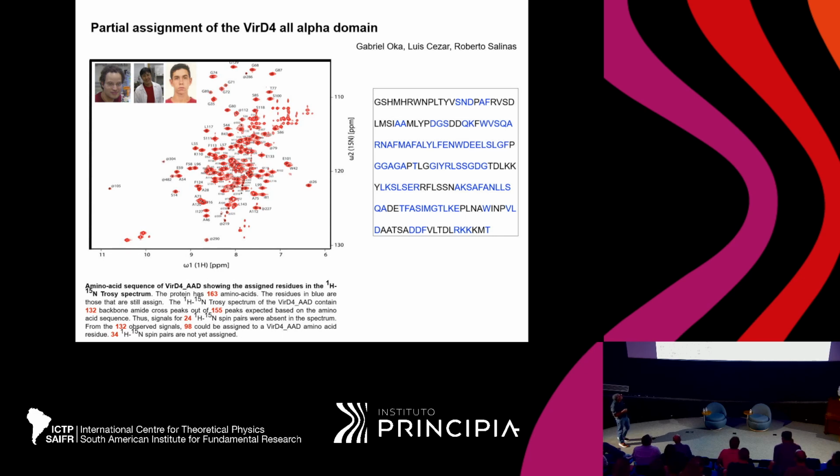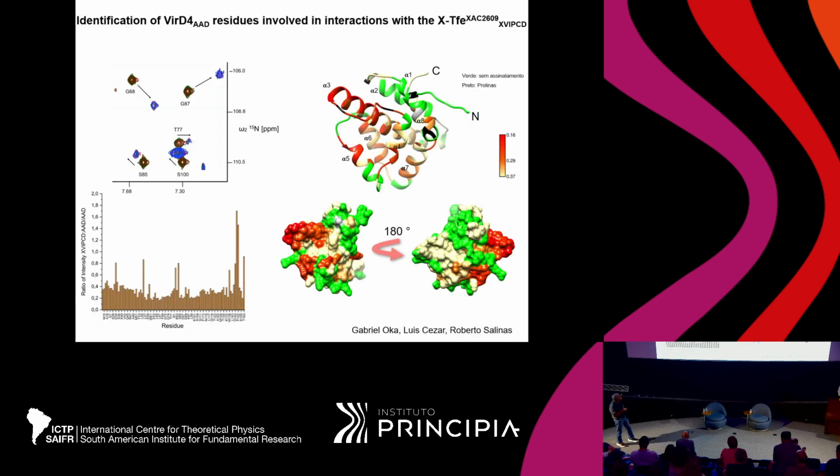when we look at the NMR spectrum, again in collaboration with Roberto, the NMR spectrum of this all alpha domain, Roberto and his student and my ex-student, Gabrielle, were able to assign around 70% of the residues. And when we mix that with the XVIPCD domain, we could map certain residues that were perturbed by the addition of the XVIPCD domain. You can see that most of them are concentrated on one face of this domain, including this extended alpha helix, which is a little different in the Xanthomonas type 4 secretion systems.